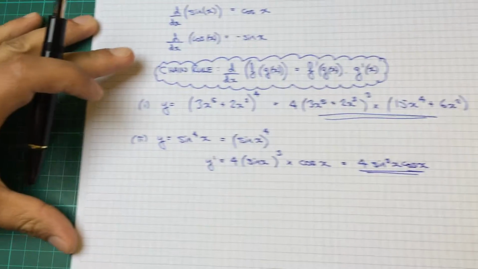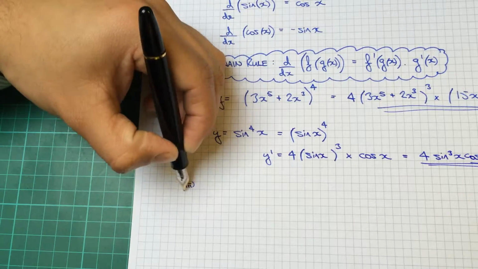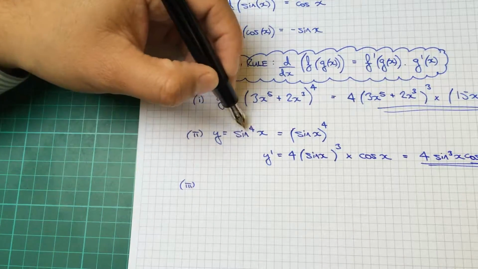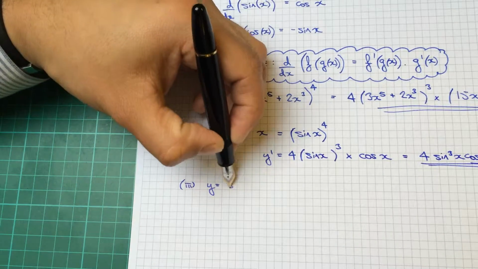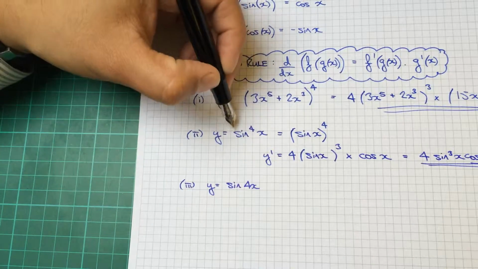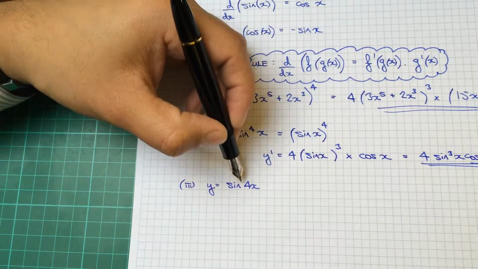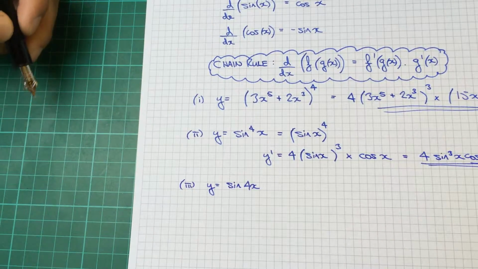And that's the chain rule being used in that situation. Let's do a couple more ones. Actually, before I do some more different ones, a lot of people confuse this with this. Sine 4x. So here we have sine to the power of 4x. Here we have sine of 4x. Well, how do you use the chain rule in this situation?